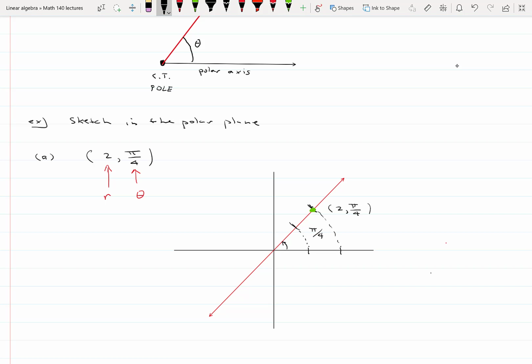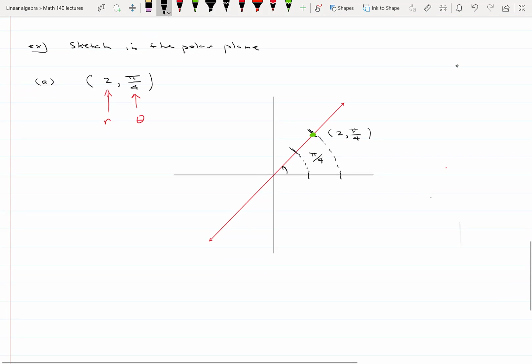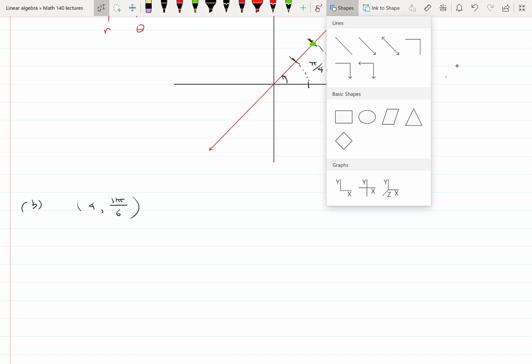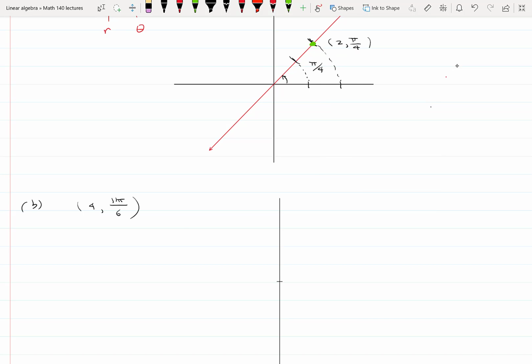Okay. So let's plot another point just to get familiar with this stuff. So let's say B. Let's plot the point (4, 11 pi over 6). Okay, once again, let's draw our x-axis.